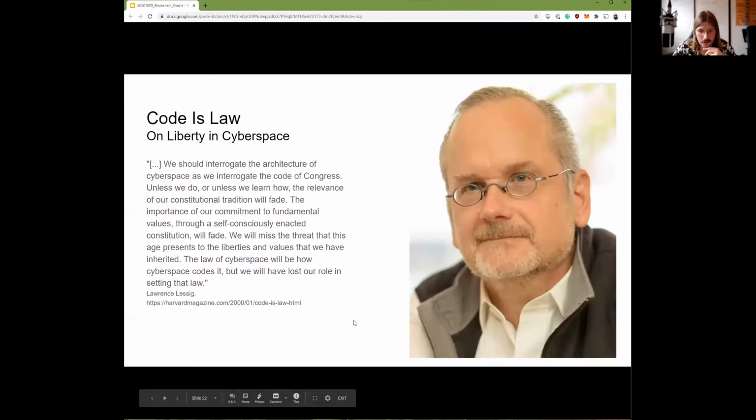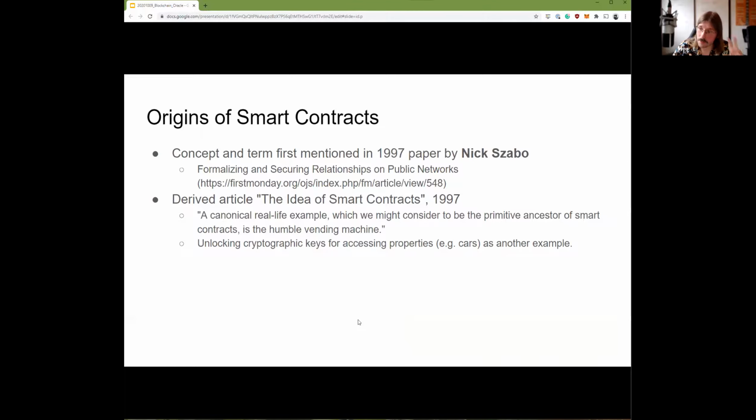Yes, this is Lawrence Lessig. So smart contracts as a concept itself are also very old, from the 90s, from a paper by Nick Szabo. And he has this very useful example of the easiest smart contract possible. A smart contract is a piece of code that executes a business transaction. And he says the business transaction that is performed when you pay something in a vending machine is the very, very primitive ancestor of smart contracts.